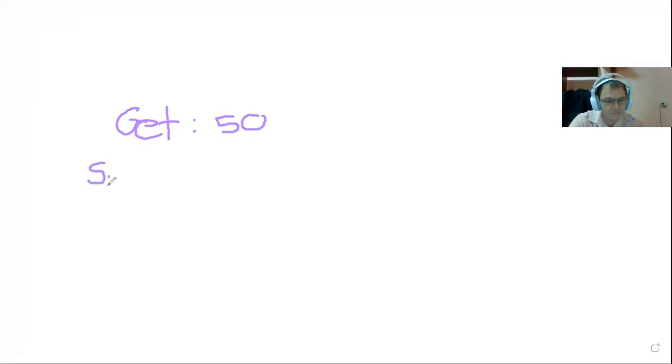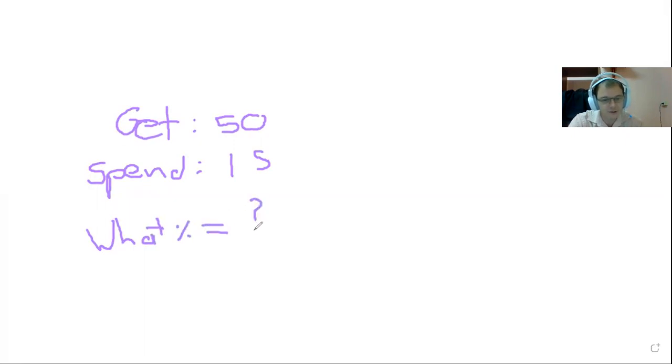Spend 15 baht. And we want to know what percentage he spends. So for this one, they don't already give us a percentage. They want us to calculate the percentage.